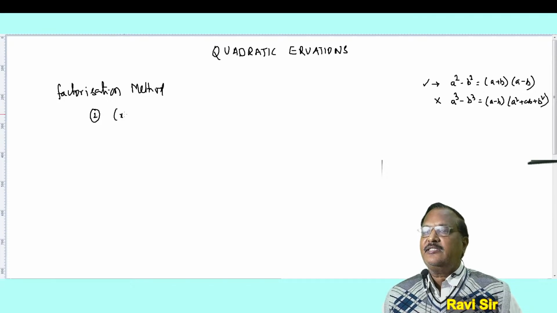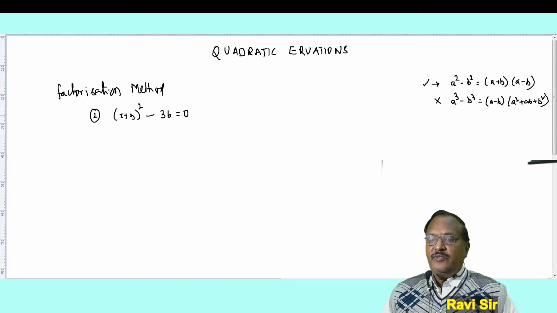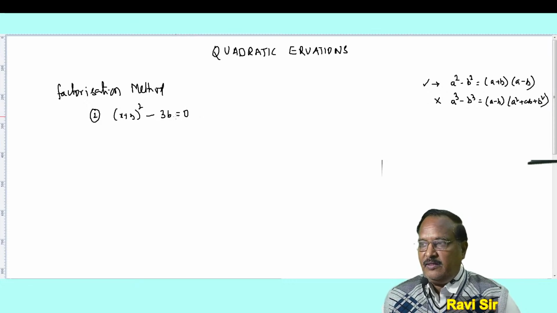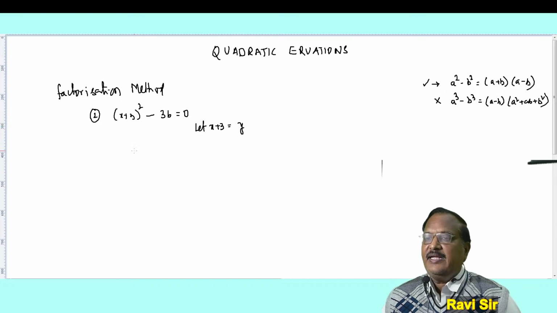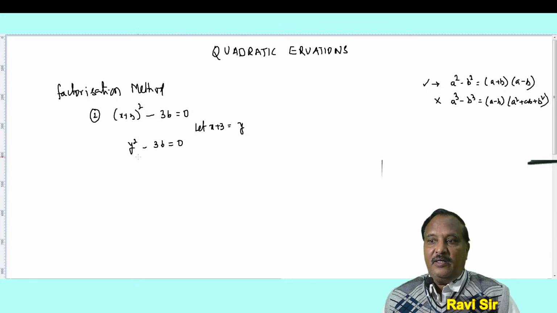So this is (x plus 3) whole square minus 36 is equal to 0. Even here you have to use a formula, because x plus 3 is one term. So let x plus 3 be equal to, let us say, y. Then what happens? This becomes y square minus 36 is equal to 0. Okay, now you have to convert this into the a square minus b square formula. y square minus 6 square is equal to 0.